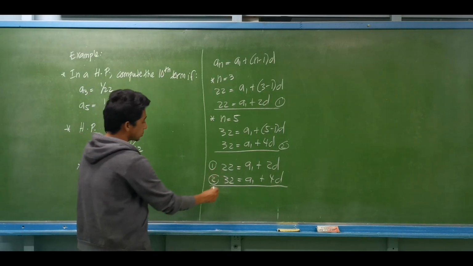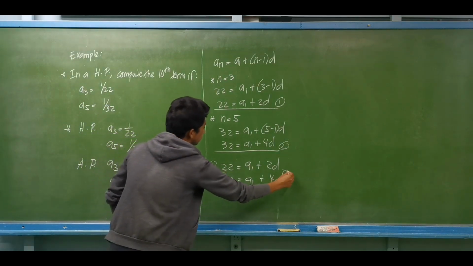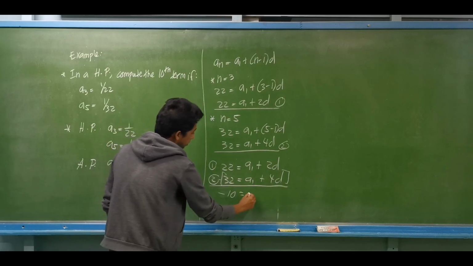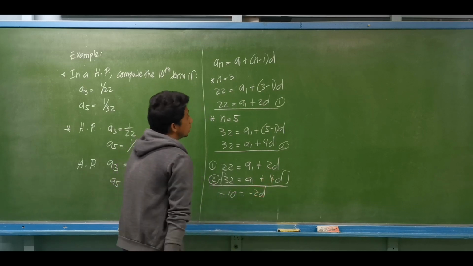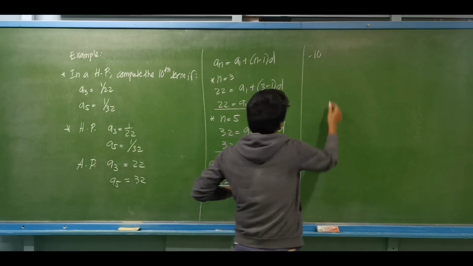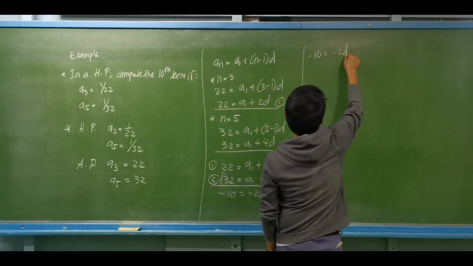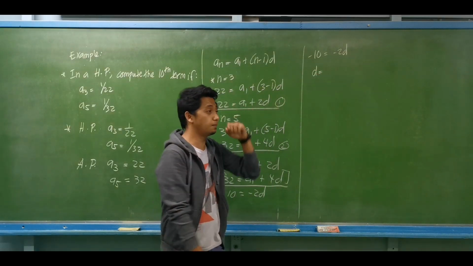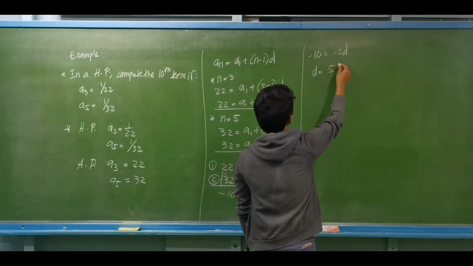So 22 minus 32 is equal to negative 10. a1 minus a1 is 0. Equal to negative 2d minus 4d is negative 2d. So we have negative 10 is equal to negative 2d. Obviously, our common difference is negative 10 divided by negative 2, which is positive 5.